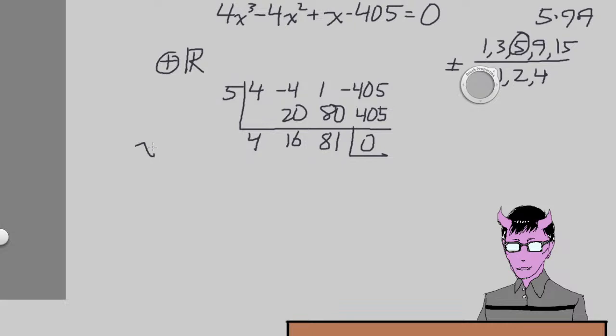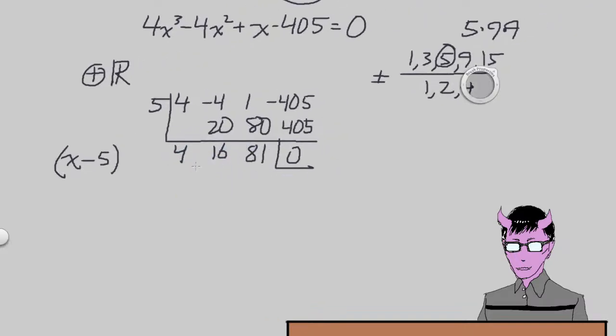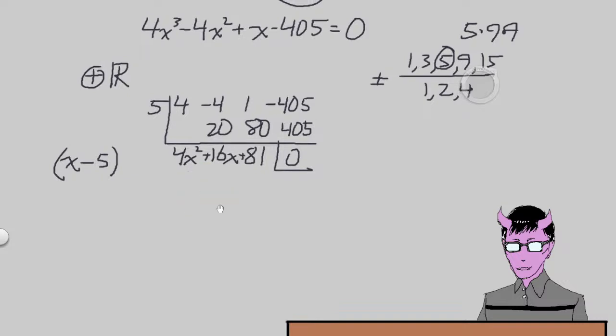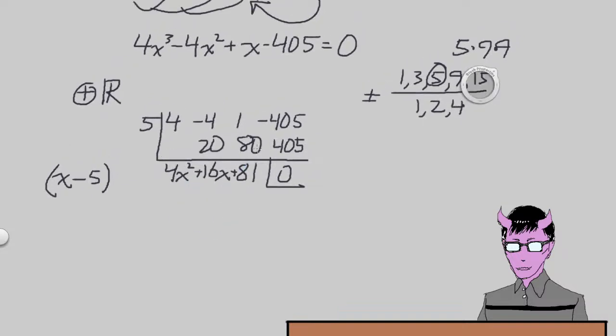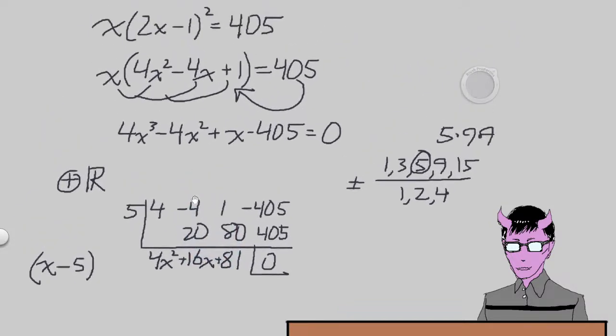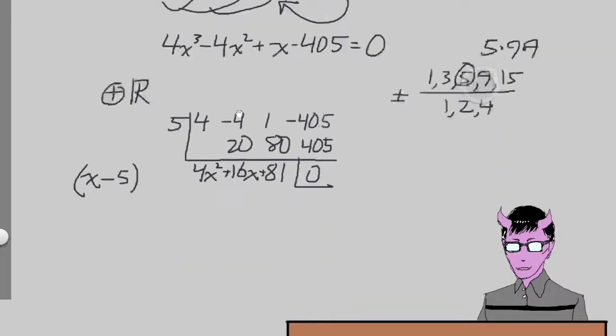So we have x equal to 5 produces a 0 remainder. So therefore, this is a 0. Therefore, x minus 5 is a factor. The leftover is going to be x squared plus 16x plus 81. Alright, is this factorizable? That is the question, right? Do we have more zeros?